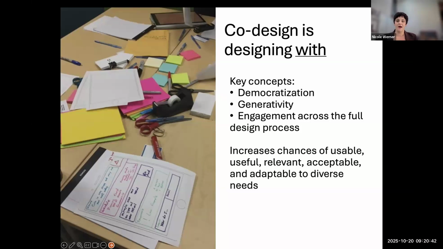And then the third, and maybe the most difficult, is the engagement across the full process of design. So when you're thinking about co-design, it's not just bringing people in to do this one thing, right? It's really about sustaining engagement across the full design process, from problem identification, ideation, evaluation, and iteration. And so if this is all integrated, then the idea is that it increases the chances of what's created being more usable, useful, relevant, acceptable, and adaptable to diverse needs.